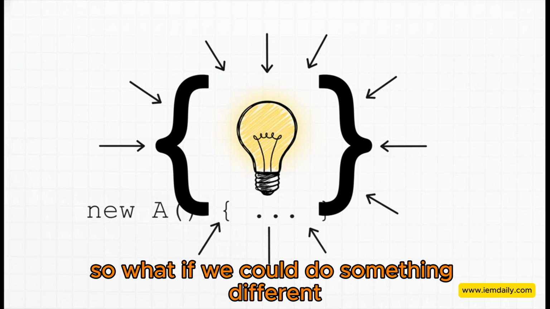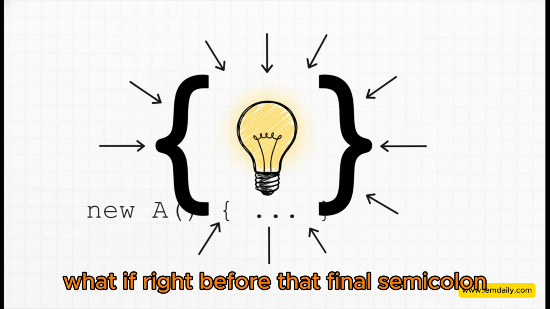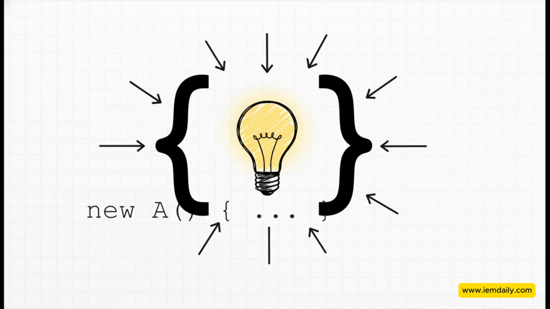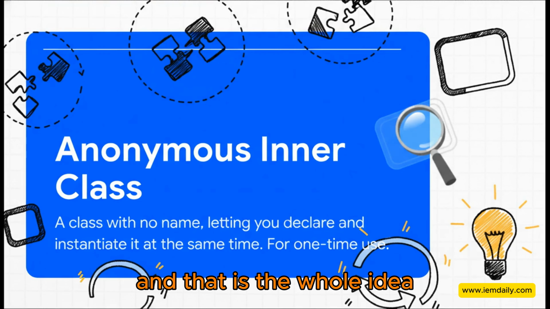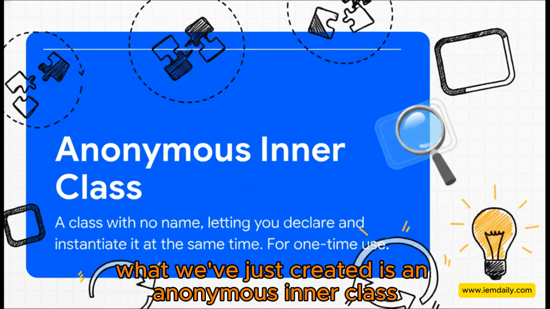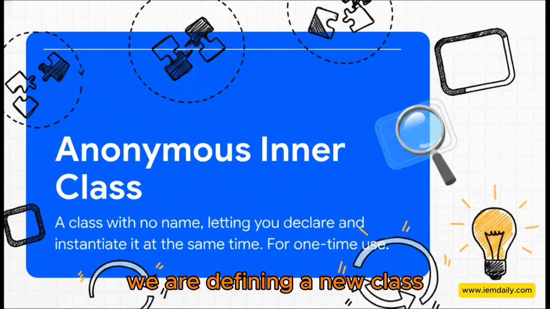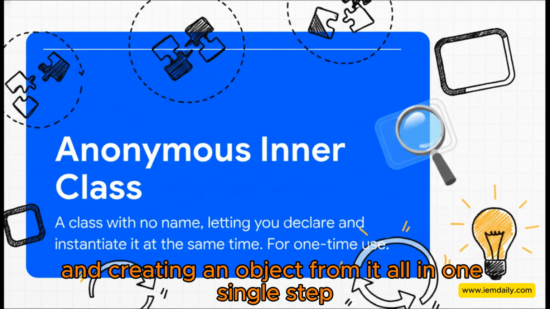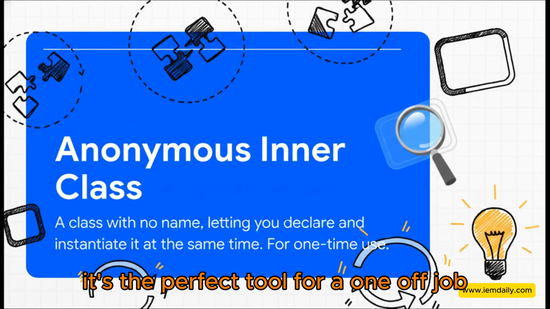So, what if we could do something different? We start creating our object like normal, new A, but then, what if, right before that final semicolon, we just opened up a pair of curly braces? What if we could define our new, custom implementation right there, on the spot? And that is the whole idea. What we've just created is an anonymous inner class. Think about it. It's a class that has no name. It's literally anonymous. We are defining a new class and creating an object from it all in one single step right where we need it. It's the perfect tool for a one-off job.